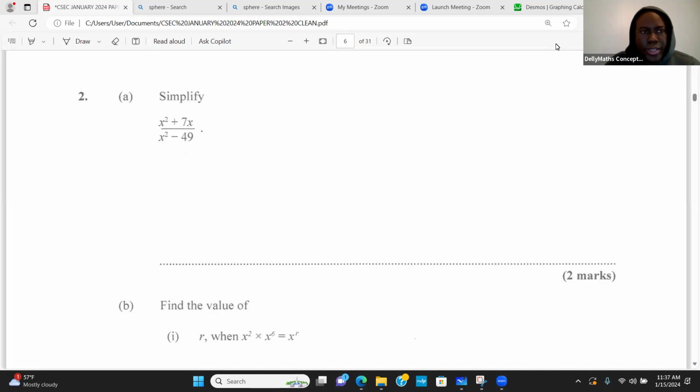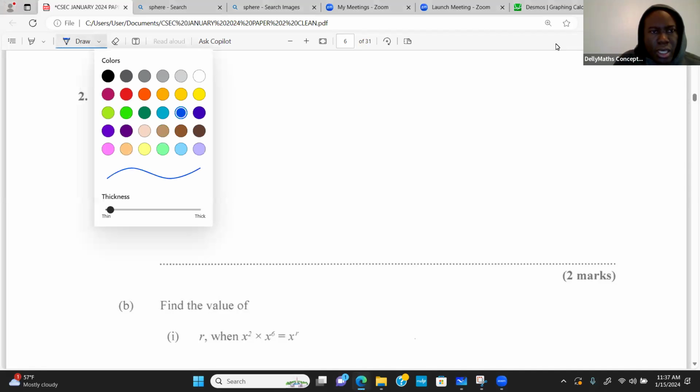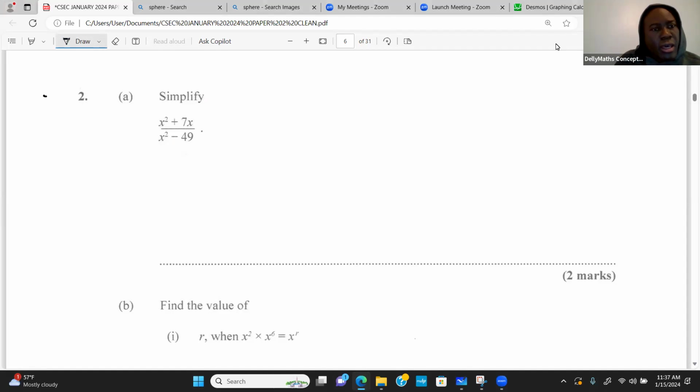All right, so question two. Question two says simplify x squared plus 7x all over x squared minus 49. So what we're going to do here is factorize the numerator. We're going to take out x, and then inside we'll have x plus 7.